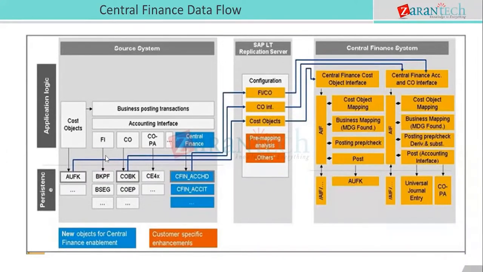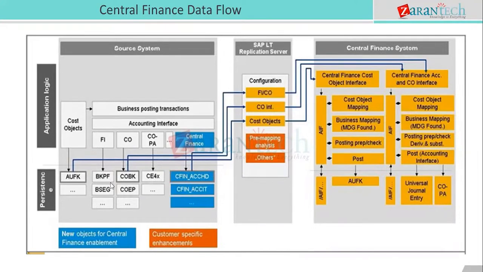If I see the normal FI documents, BKPF and the BSEC are called line item level tables. But if it is not going to read the data from these two tables, then how is this FICO interface going to work? Because we have central tables. We have already implemented a node. So there is a tool, there is a node which tells which table the data is going to be read from. The data will be read from CFIN_ACCHD and CFIN_ACCIT, not from the BKPF, not from the BSEC.